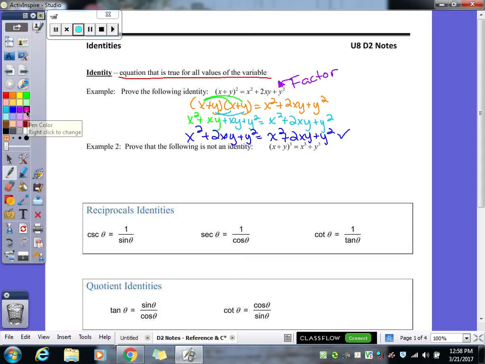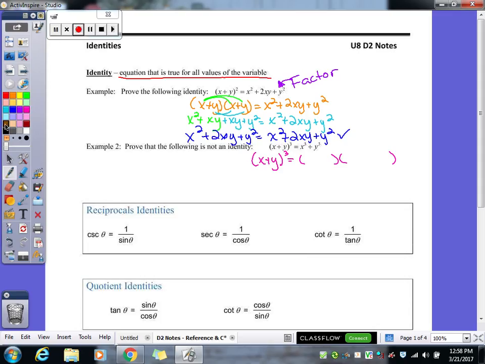So example number 2, prove that the following is not an identity. So we're trying to prove that it's not equal to each other. So we could sit here and take x plus y, write it out 3 times, and then multiply. But that's not really the easy way. What I want to do is help us practice factoring our perfect cubes, which is what we have over here on the right side of our equal sign. x cubed plus y cubed is one of our perfect cubes.